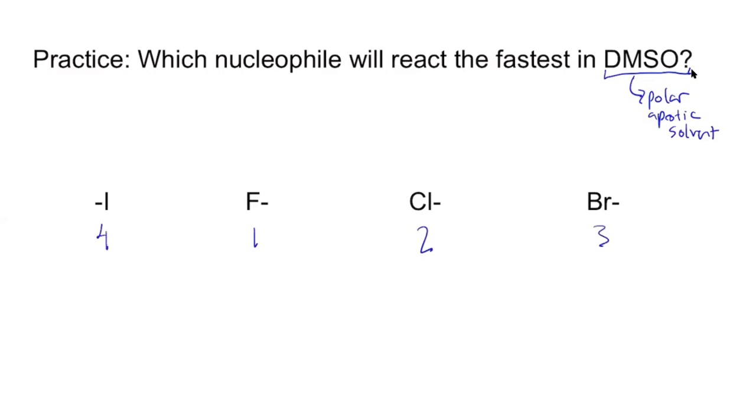And it's of course important to note that if we threw these 4 nucleophiles into a polar protic solvent, the trend would instantly reverse. And I'll go ahead and write that there. So in polar protic, I minus would be the first. And then we would have Br minus. And then we would have Cl minus. And F minus would be the absolute worst.